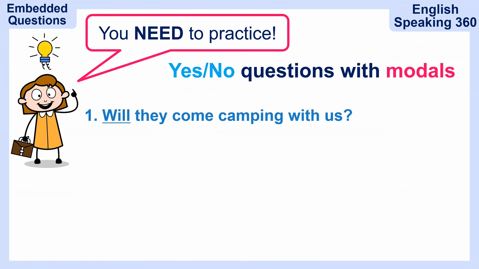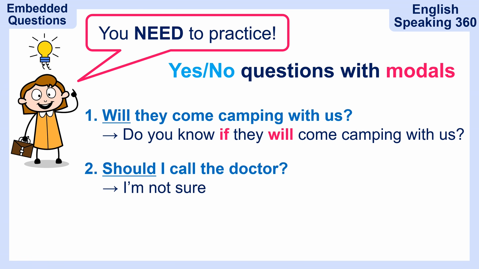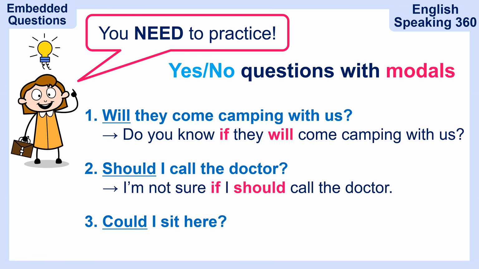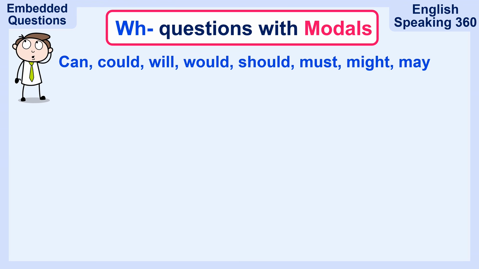You need to practice. Number 1, will they come camping with us? Try to use do you know. Do you know if they will come camping with us? They will instead of will they. Number 2, should I call the doctor? Use I'm not sure. I'm not sure if I should call the doctor. Instead of should I, it becomes I should. Number 3, could I sit here? I was wondering if I could sit here. That sounds very polite.